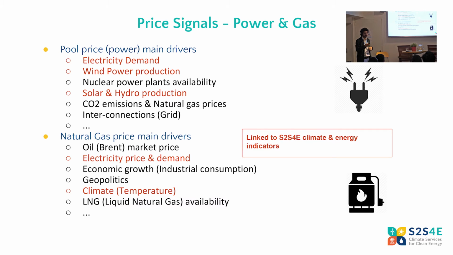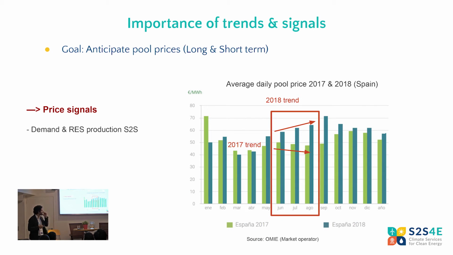Let's say, for example, this is a graphic with the evolution of the daily average for every month of the pool price in Spain. The light green is 2017. The other one is 2018. This is to show an example of a quarterly variation of the market price of electricity. In 2017 the trend was going a little bit down. In 2018, for the same quarter, the trend was up.